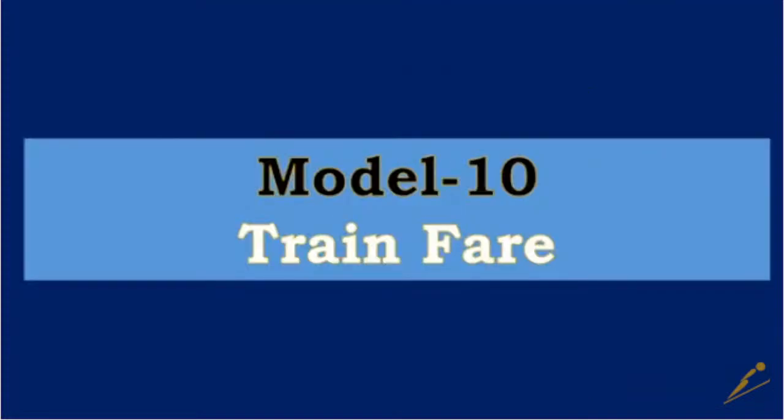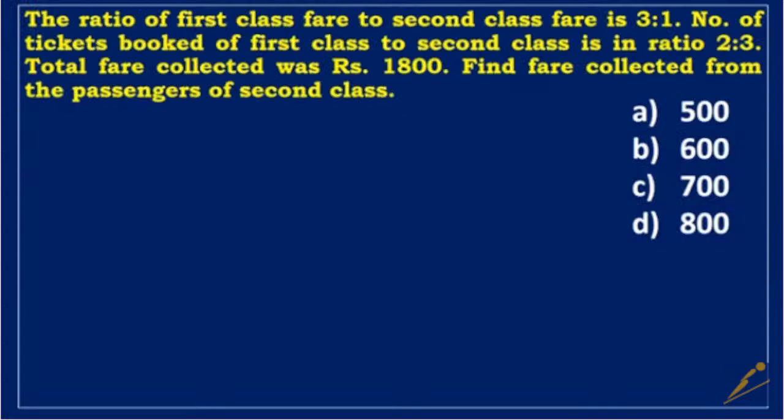Model 10. Train fare. Example 1. The ratio of first class fare to second class fare is 3 to 1. The number of tickets booked of first class to second class is in the ratio 2 to 3. Total fare collected was 1,800 rupees. Find the fare collected from the passengers of second class.